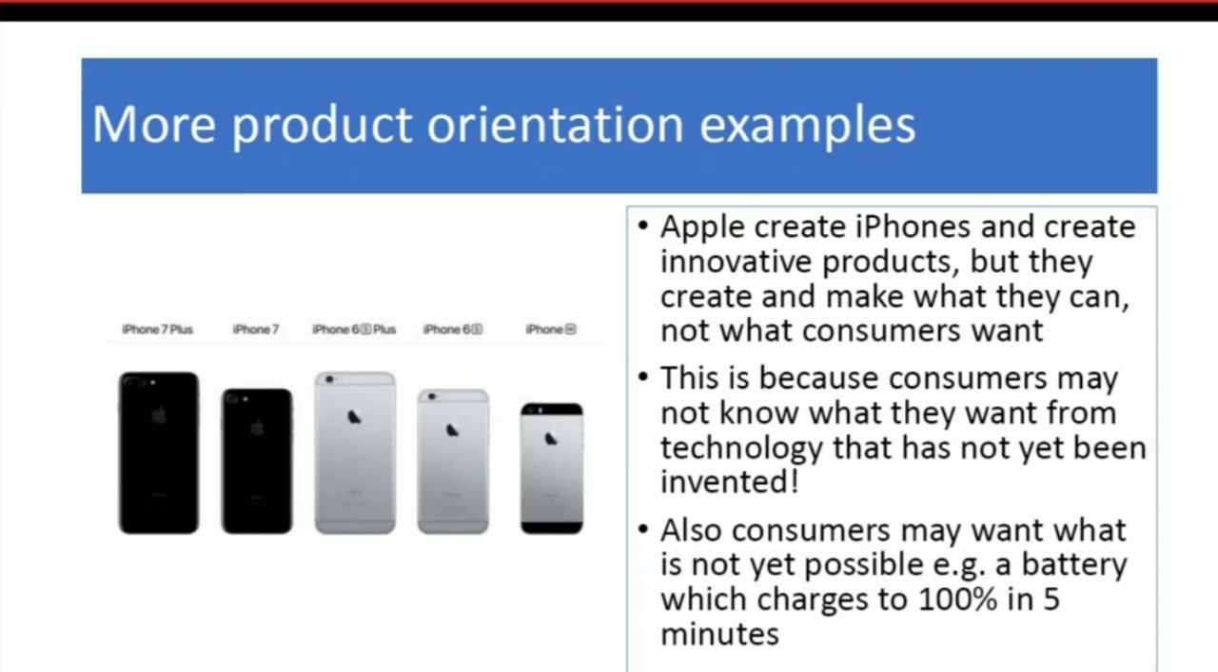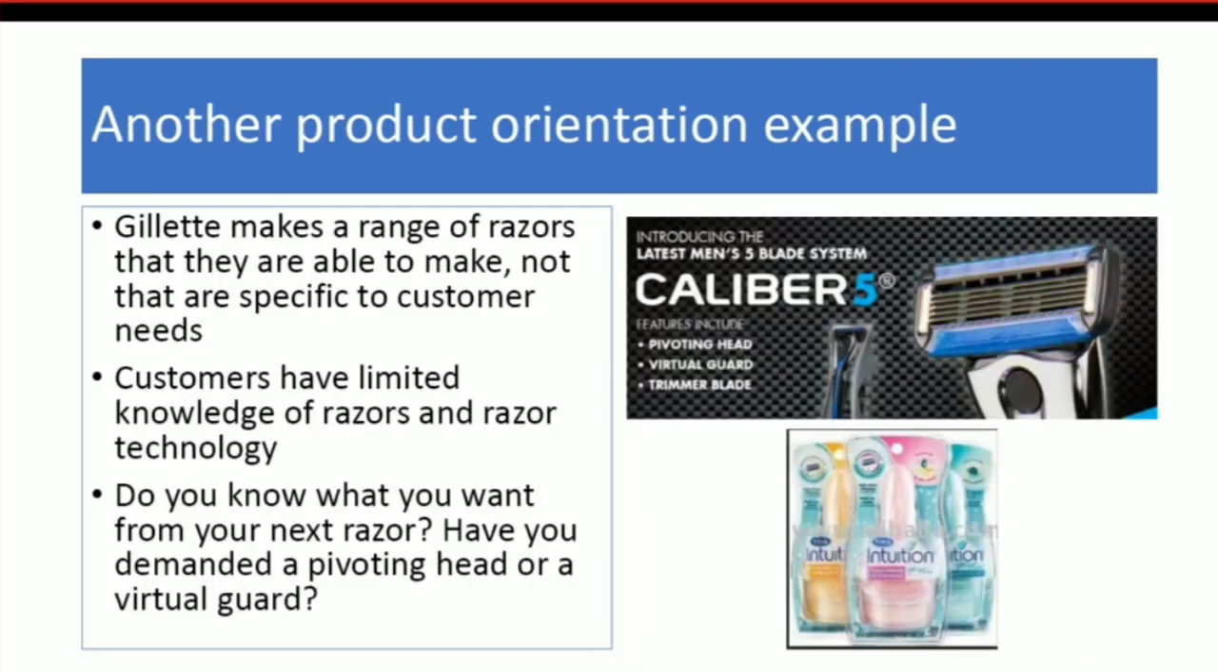This is because consumers may not know what they want from technology that has not yet been invented, right? Also, consumers may not want what is not yet possible. They might not get what is not being invented. So product-oriented businesses focus on developing their products, such as the iPhone, even Gillette razors.